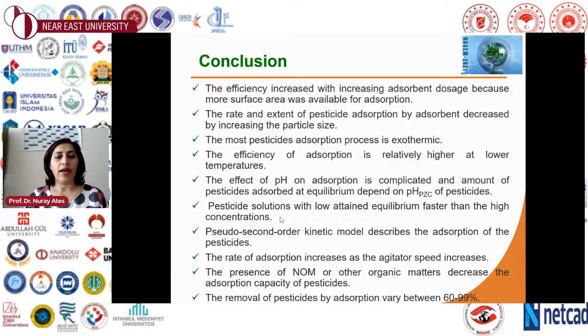And when we look at all the studies in the literature, in general, we can say the adsorption performances vary between 60 and 99%.